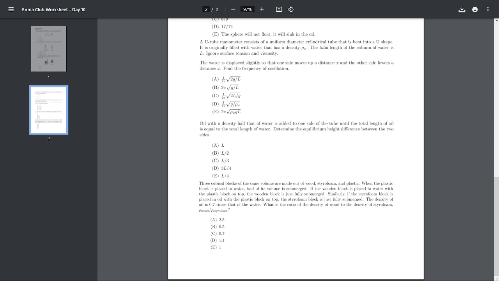The wooden block is just fully submerged. Similarly, if the styrofoam block is placed in oil with the plastic block on top, the styrofoam block is just fully submerged. Density of oil is 0.7 times that of water. What's the ratio of density of wood to the density of styrofoam, right?